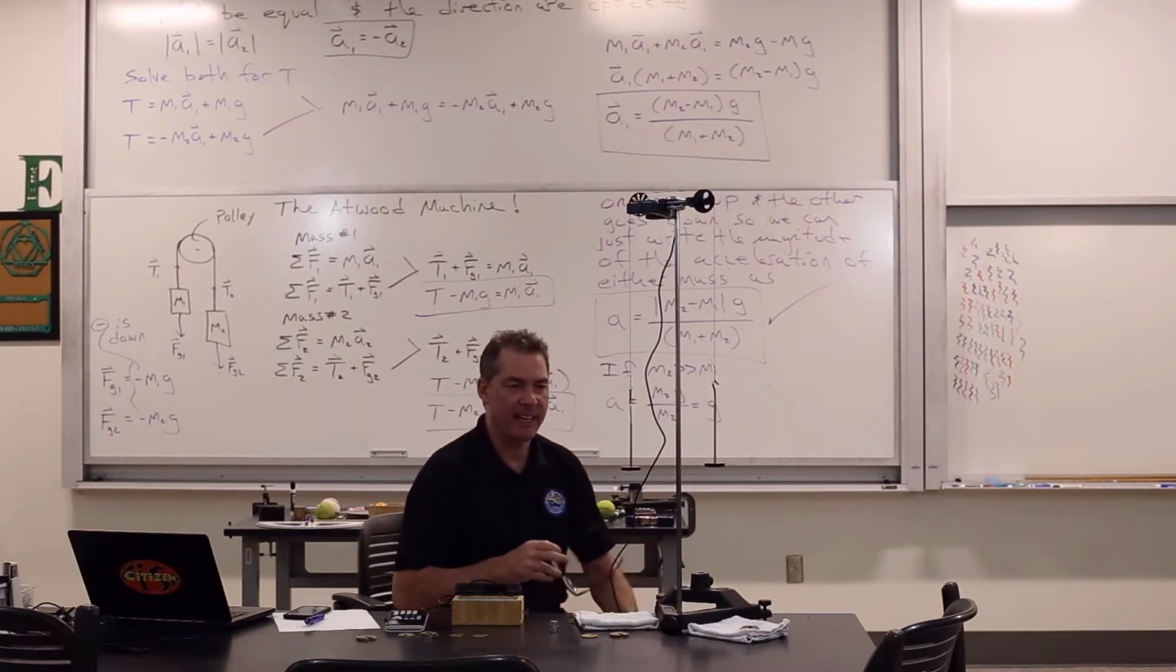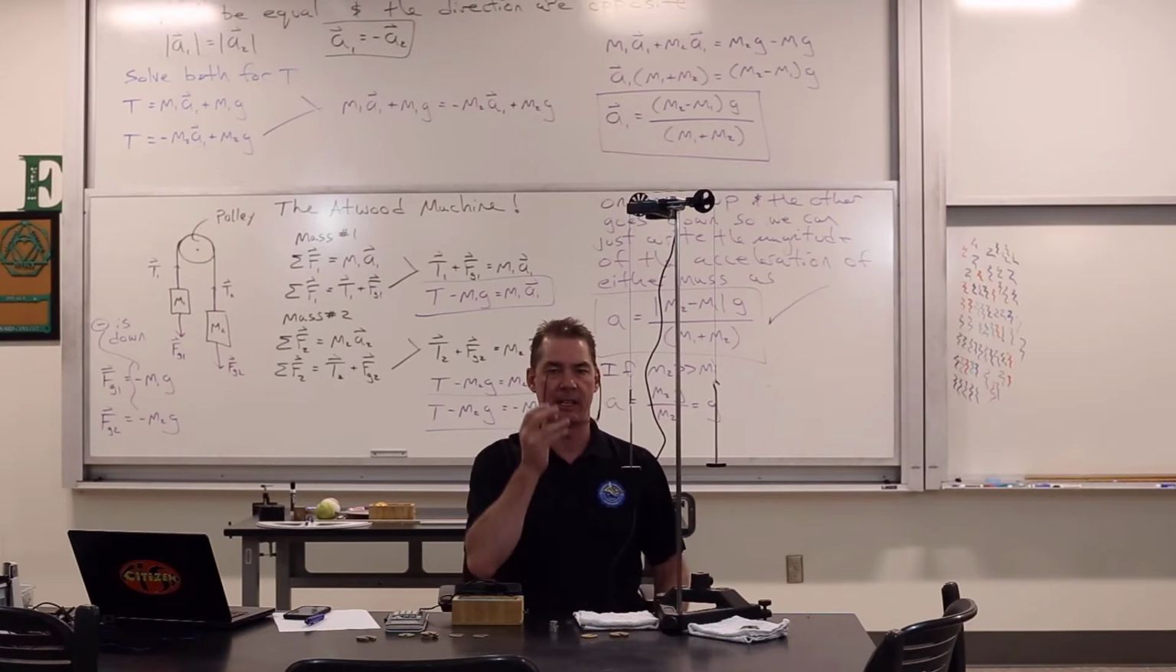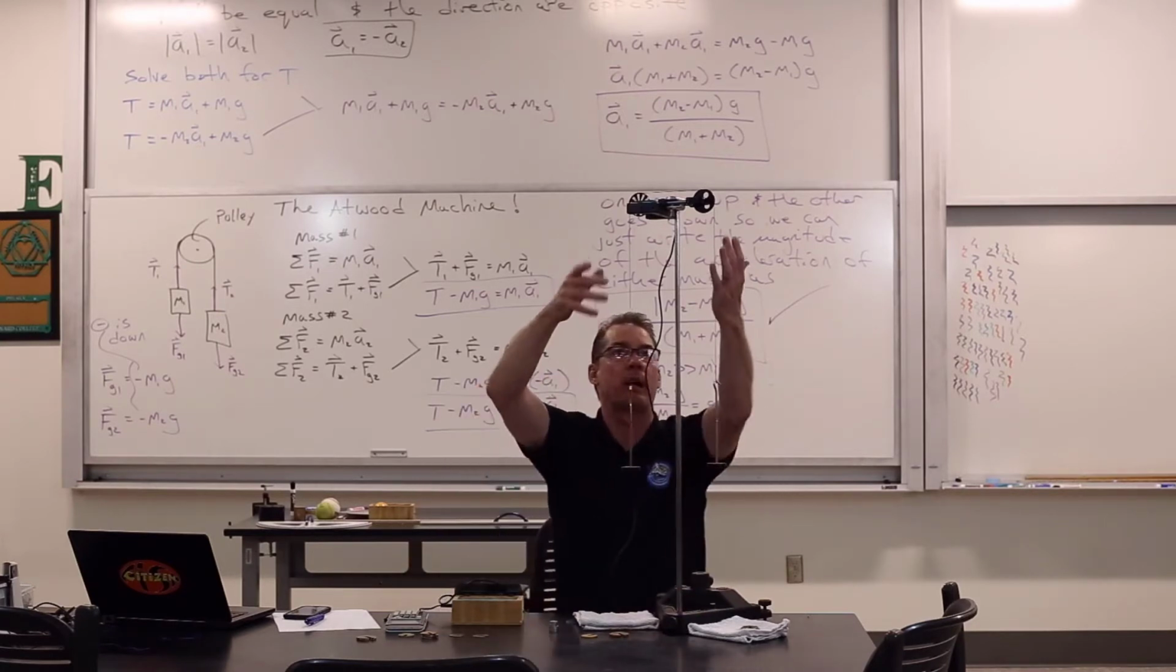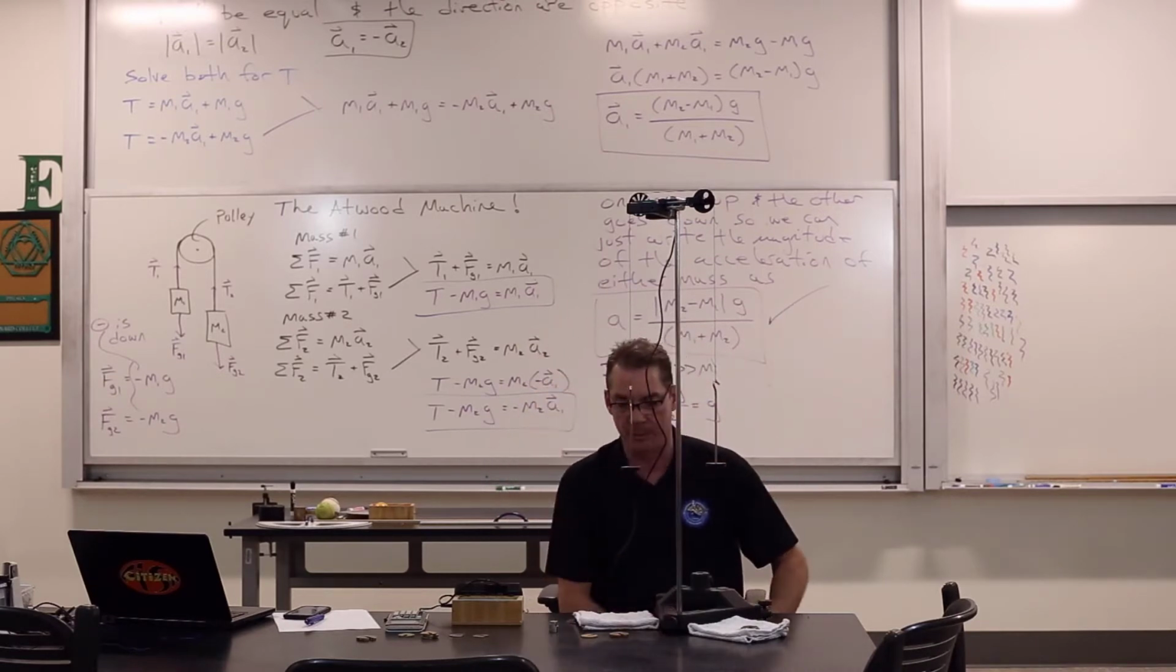Just got all that Atwood machine stuff up on the board, and what we want to do now is utilize it, look at a lab and go through it. So this is the Atwood machine. It's got a pulley. We've got two masses attached via string to one another, a coupled system.